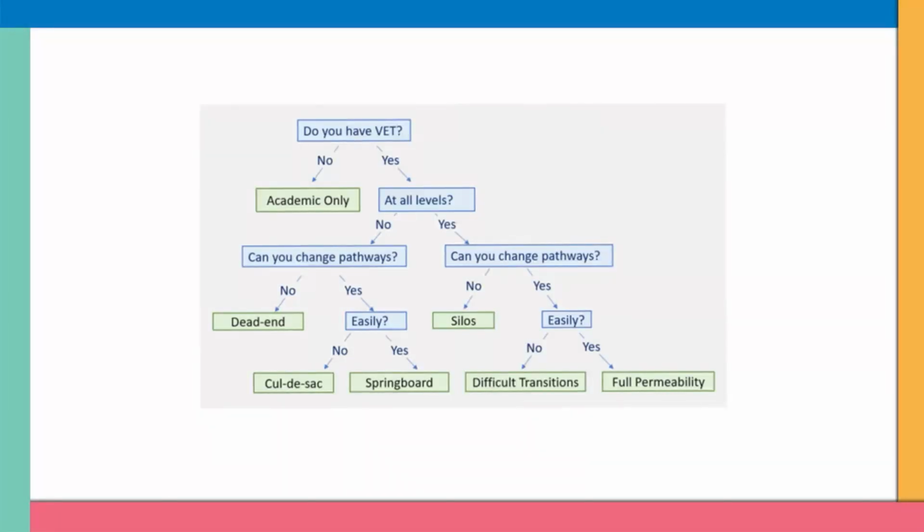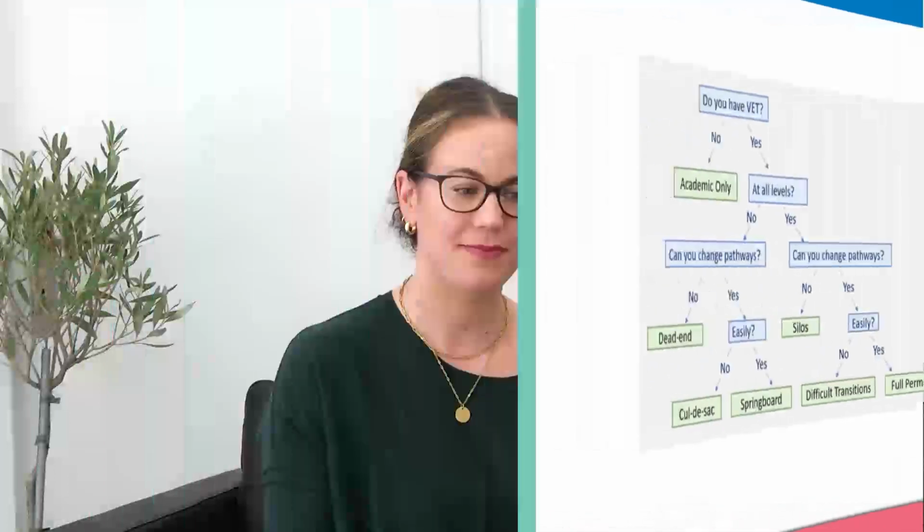On the flip side, if you do have vocational education and training or professional education and training at every level, then you can either be silos, difficult transitions, or full permeability. If you cannot change pathways, you're in silos. If you can, but it's hard, then you're in difficult transitions. And if you can easily change pathways and people do it and you see the evidence of that happening in your system, then you have a fully permeable education system.